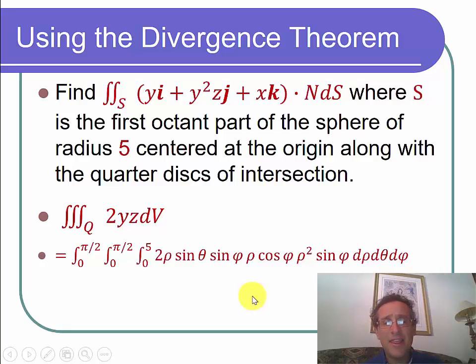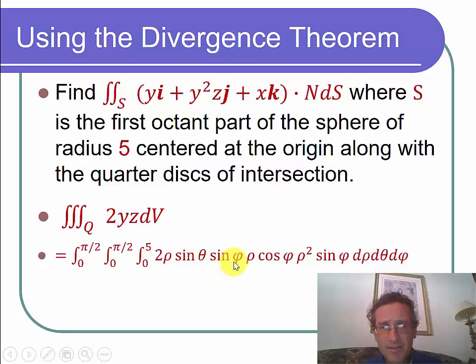This integral actually is not that difficult. In fact, if you look at the rho component, we have a rho times a rho times a rho squared. That's a rho to the 4th. The integral of rho to the 4th is rho to the 5th over 5. If you plug in 5, you get 625. The integral of sine of theta is just negative cosine theta. If we plug in 0 and pi over 2, that just gives us 1.